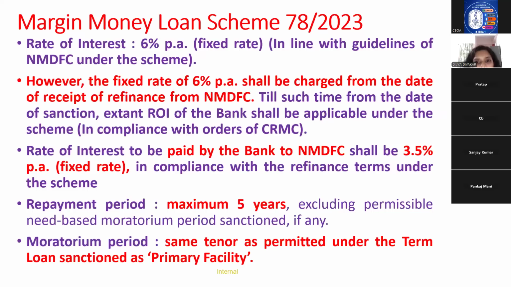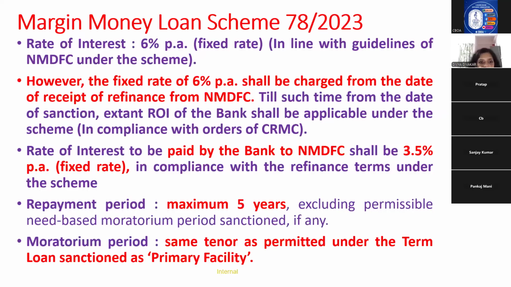Then this fixed rate of 6% shall be charged from the date of receipt of refinance from NMDFC till such time from the date of sanction. Extant ROI of the bank shall be applicable under the scheme. Okay, normally we are planning to give 6%, but this 6% will be applicable from the date of refinance from the NMDFC till that date. Our normal rate of interest will be applicable.